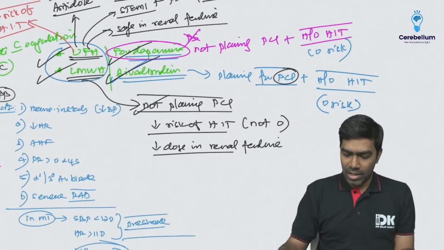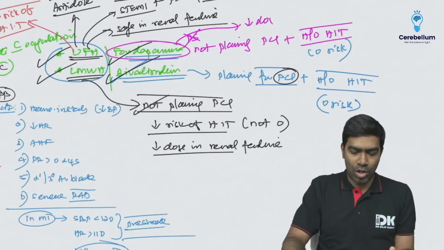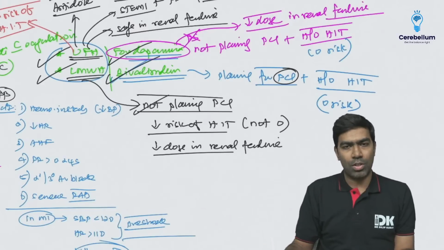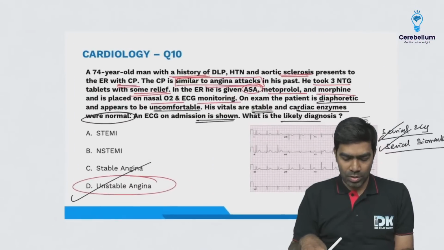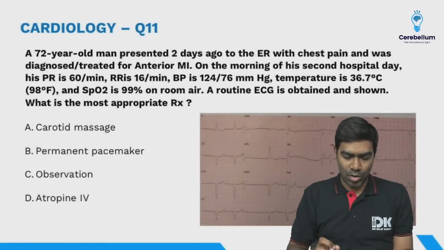And another point is fondaparinux is unsafe in renal failure. You need to definitely reduce the dose, or it's better to avoid it in patients with renal dysfunction. Oral drugs we don't use in ACS. So this is what you're going to do in patients with ACS as an initial management. Most of the questions will be lingering around your initial management only.